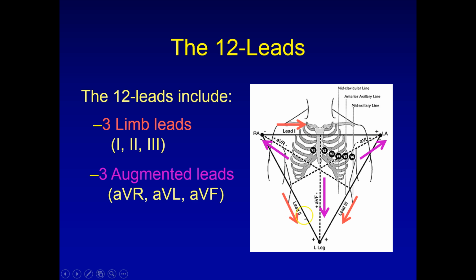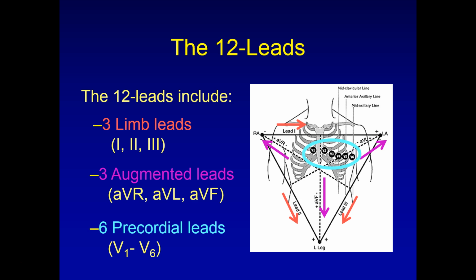So as you can see, there's our augmented leads. Electrical activity is going to be moving toward the positive end, but it's coming from a midpoint between these 2 leads. So that's actually called a null point. You also have 6 precordial leads. These are your chest leads, and these are V1 through V6.